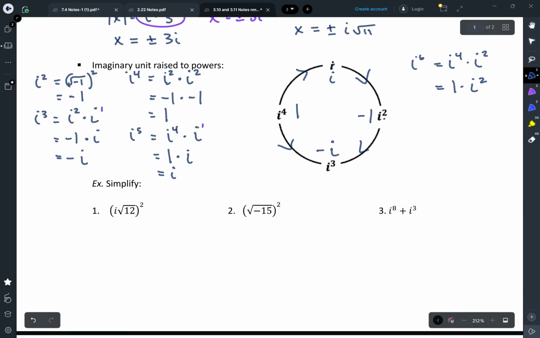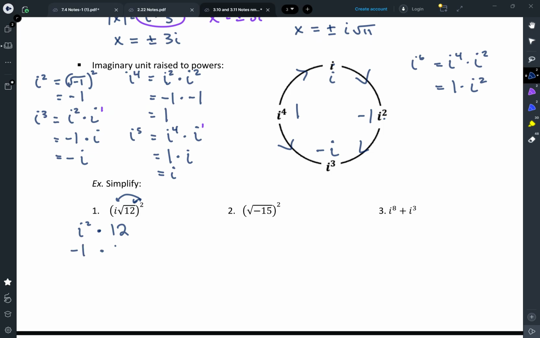We're going to go ahead and play around with some simplifying here. So the first one, I'm squaring. Remember, we distribute the square to everything. So I'd have i squared, and I'd have the square root of 12 squared. Well, the square root of 12 squared is just 12. And then i squared, I might have memorized already, I might have to look at it, but i squared is negative 1. So negative 1 times 12 is negative 12. On the next problem, my square and my root just cancel. Even though it's a negative, it's fine. It's going to be negative 15.